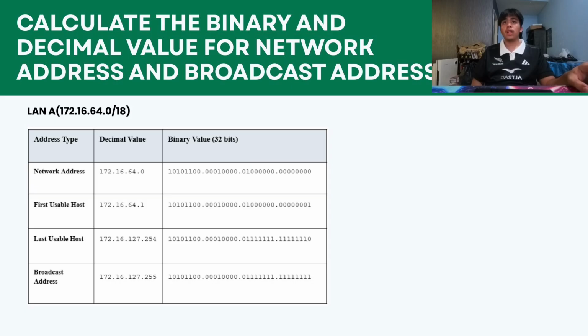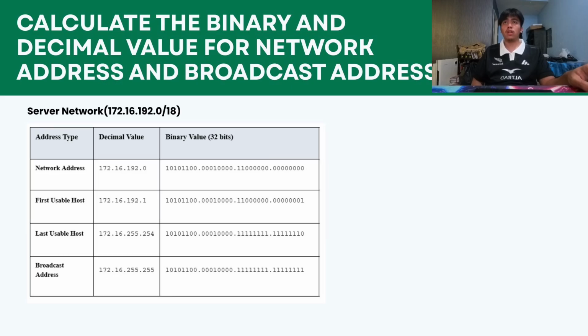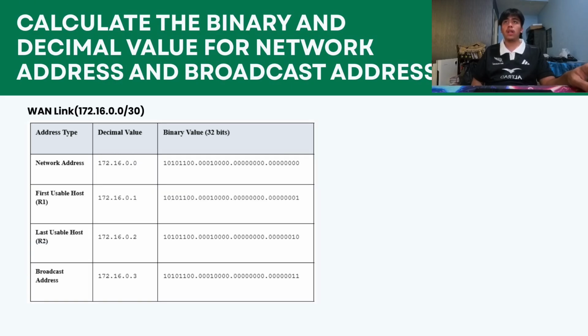And for the next one is LAN B, 172.16.128.0/18. It also has been converted to 32 bits. And also the server network 172.16.192.0/18, and the one link, which is 172.16.0.0/30, it also has been converted to the 32 bits.